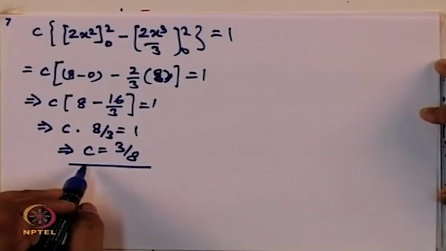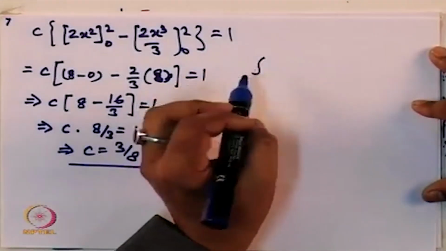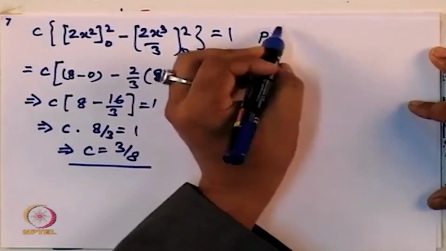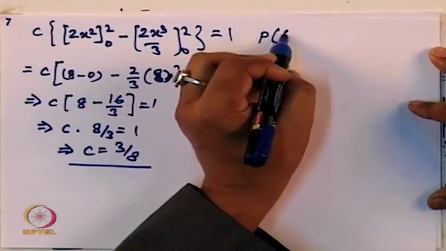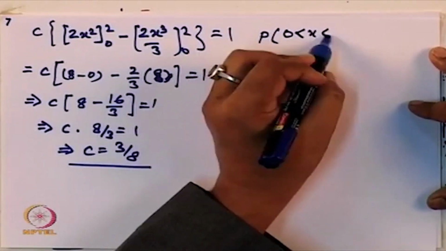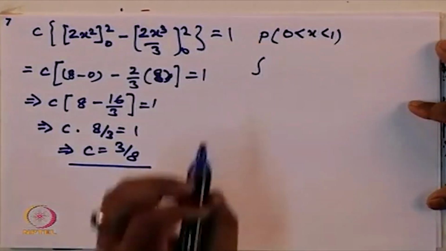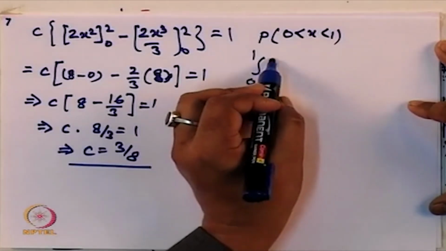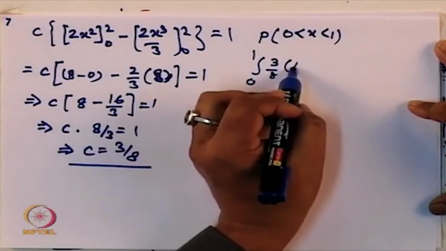So, if we assume this is right, we can compute the probability that 0 is less than x less than 1. I can compute that probability as the integral from 0 to 1. Okay. C is now 3 by 8.